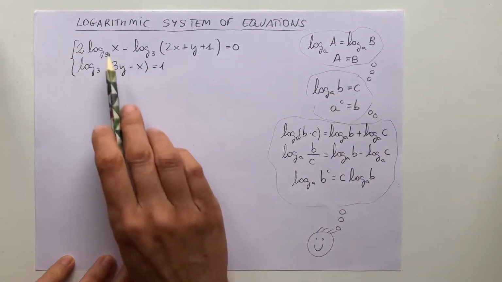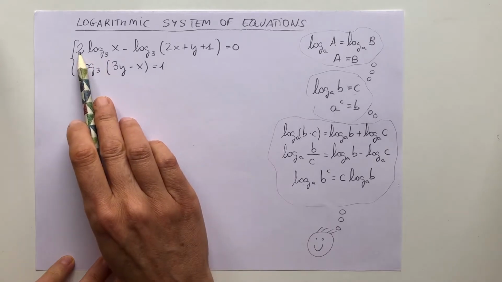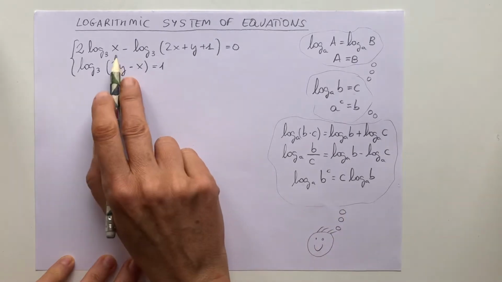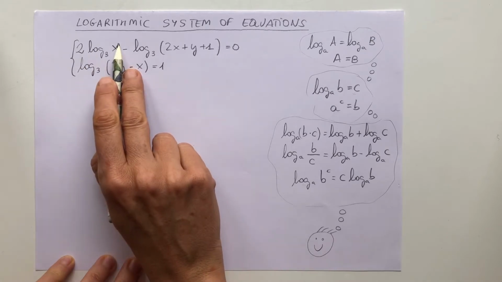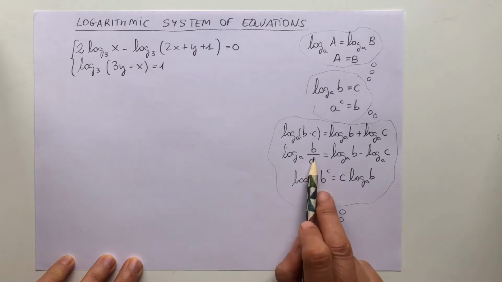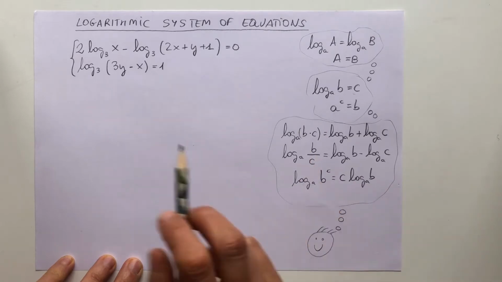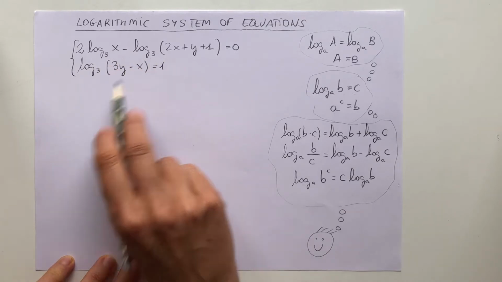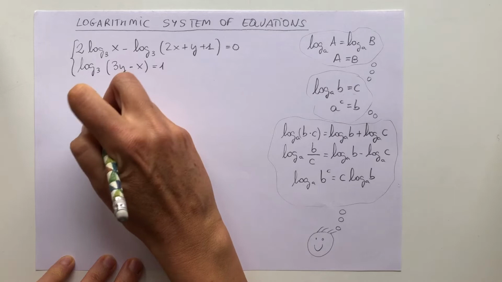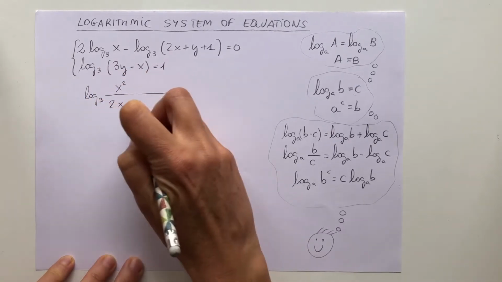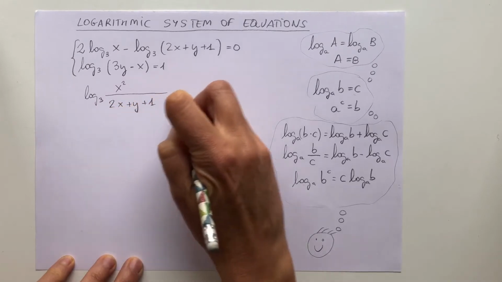So let's start. Since here I have a number multiplying, I can place it inside the logarithm as an exponent following this property. And then, imagining I have this as an exponent, I can use this property and place everything together as a division inside the logarithm. So let's do that in just one step. We would have logarithm base 3 of x squared over 2x plus y plus 1.